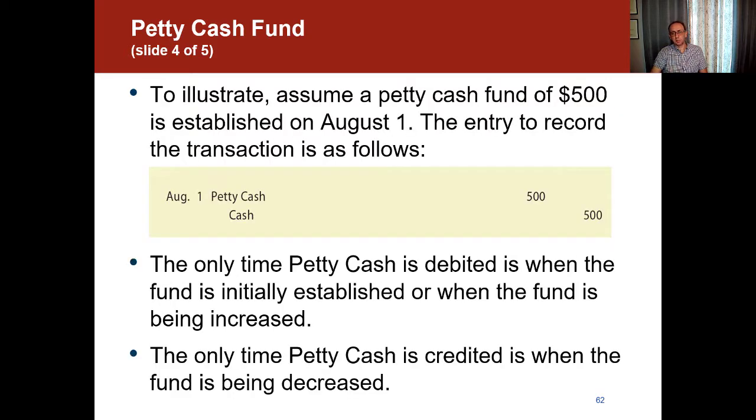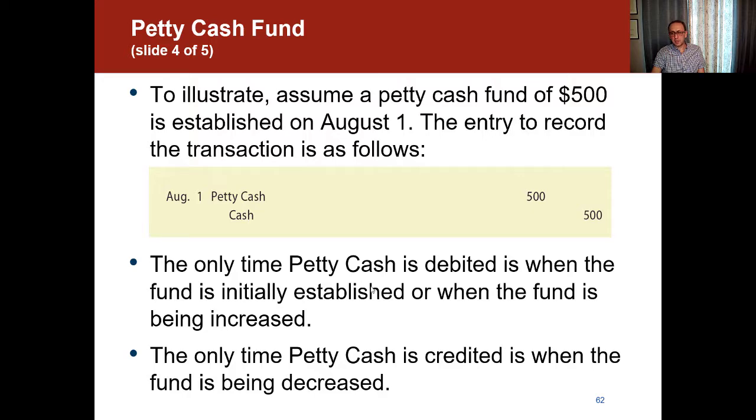Let's see this example. Assume a petty cash fund of $500 is established on August 1st. The entry to record the transaction will be as follows. On August 1st, we debit petty cash and credit cash. Basically, we're moving the cash from the normal cash balance to an account called petty cash. Petty cash is still an asset. We debit it when it goes up, and credit it when it goes down. Since we're making a cash payment, we credit cash for $500.